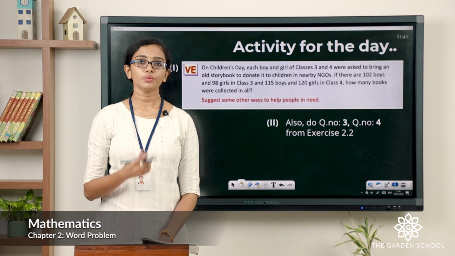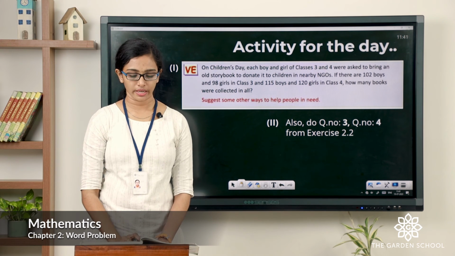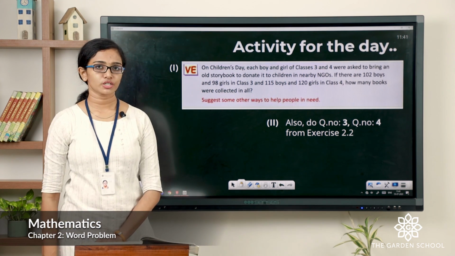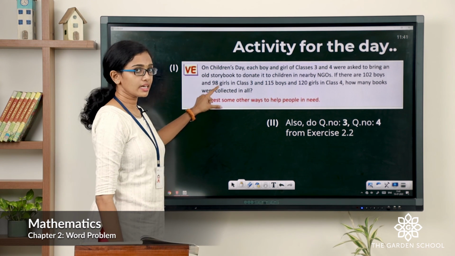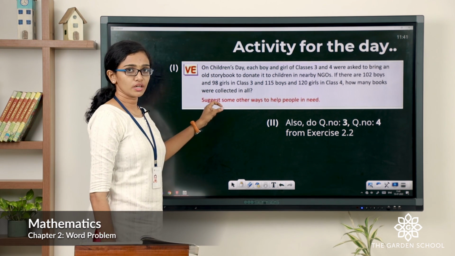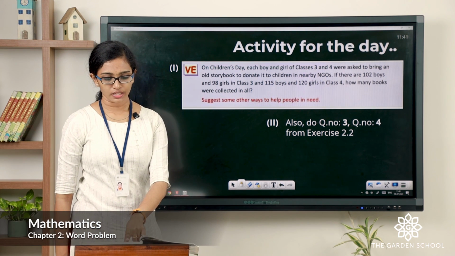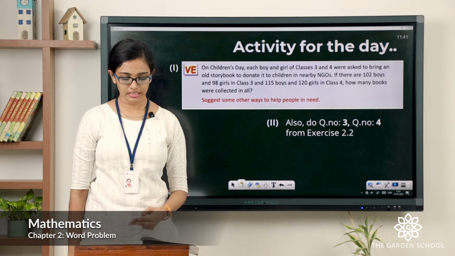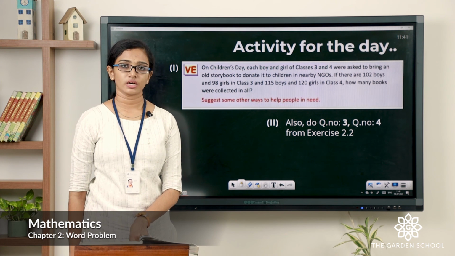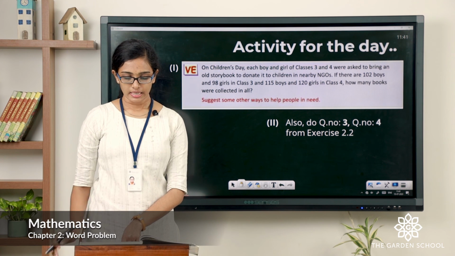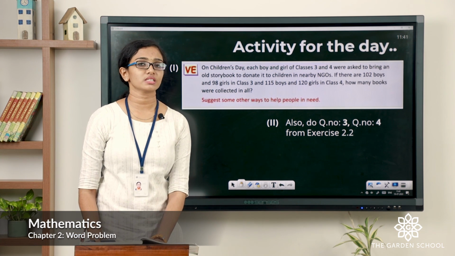Now, we were discussing word problems today, and as an activity for the day, please look into page number 23. You can see this question there. You can note down this question in your notebook and do accordingly. And also in exercise 2.2, there are 2 more questions, question number 3 and question number 4. Please do these 2 questions also in your notebook. And I hope the concept is clear to you.